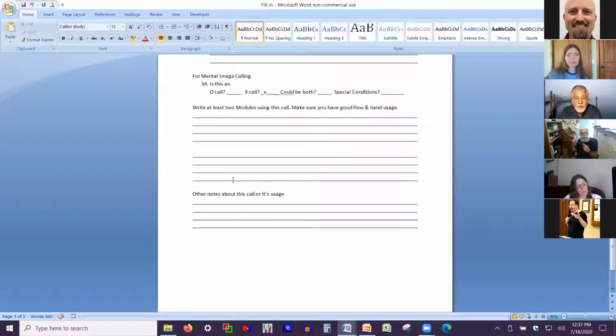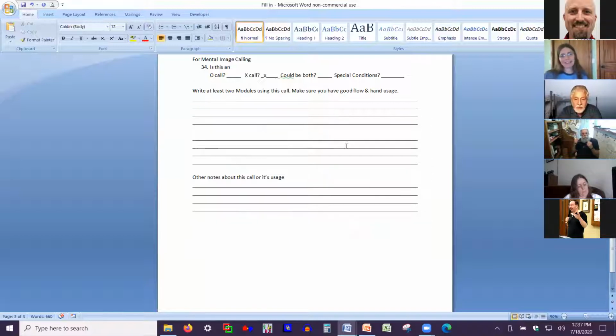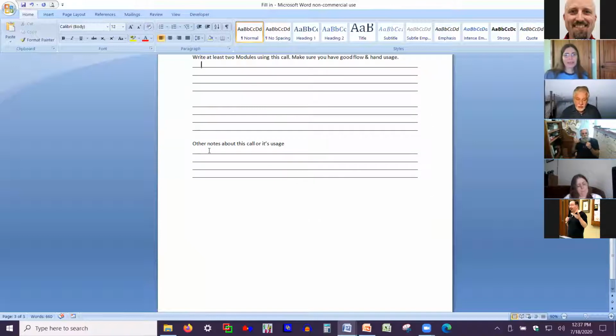Anybody want to write a module using swing through? I think we all know how to write modules. That's not an unusual call to write a module for. Any abstract notes about this call? In this case, you would have like the neutrality of the analysis sheet is what is important. And in this one, a comment would be always starts with right. I would put starting formation as ocean wave or Alamo ring and facing couples. Now on that one, for swing through, if it was neutral like that, I would say always starts right hand unless specified.